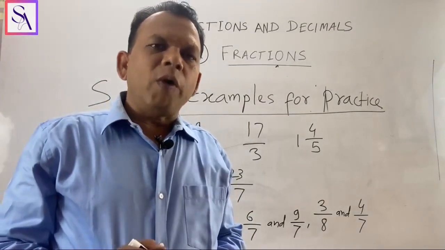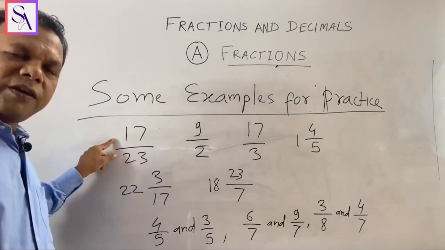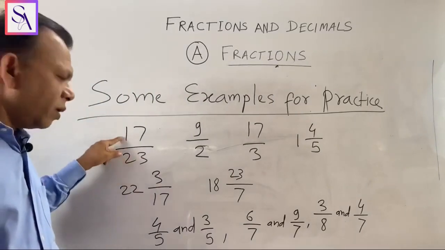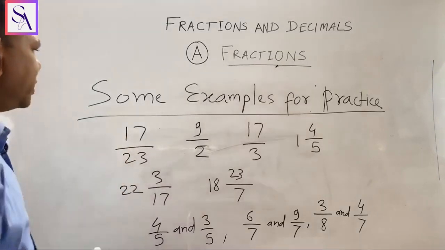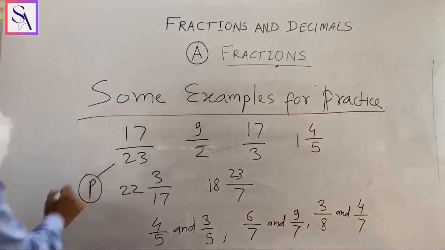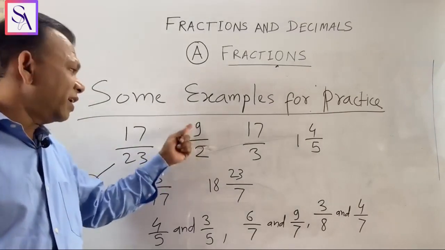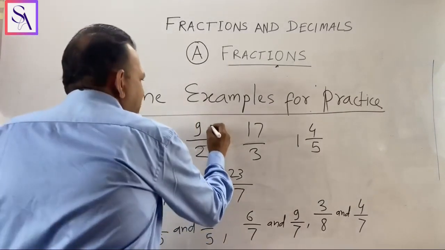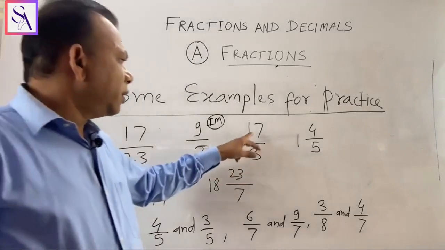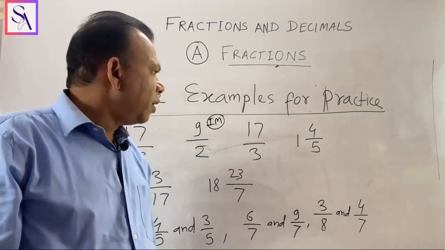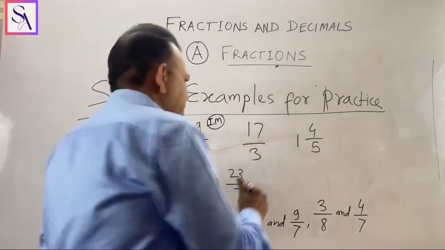Now we will see some more examples. Can you tell me what type of fraction this is? The denominator is 23, the numerator is 17, the denominator is greater than 17, right? So it is a proper fraction. I will write P. This is a proper fraction. This one, the numerator is greater than the denominator, N is greater than D. This is an improper fraction. Now this 17 by 3, the numerator is 17, which is greater than 3. This is also an improper fraction.